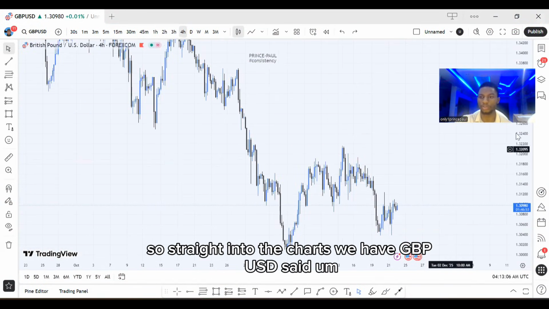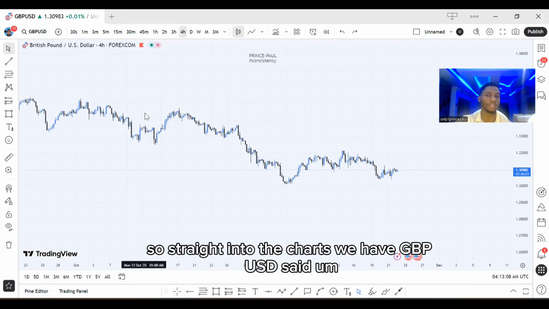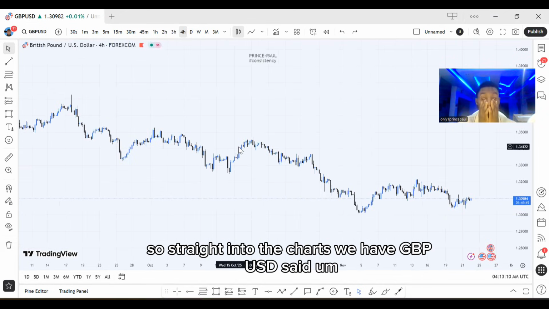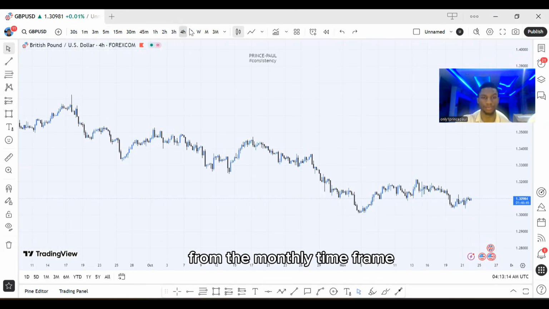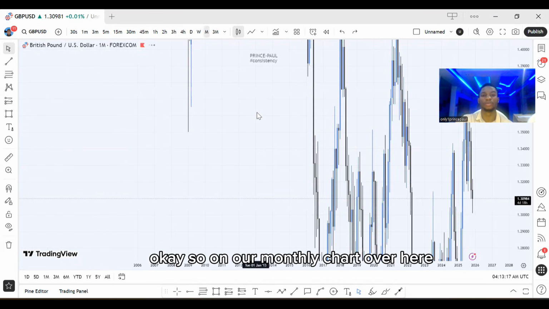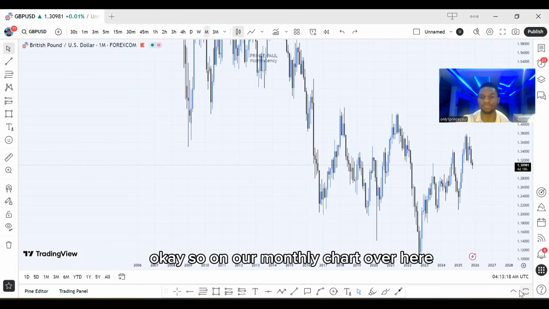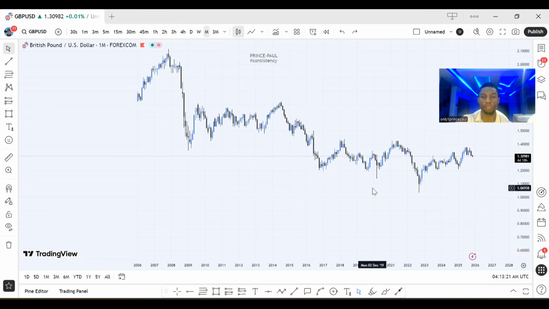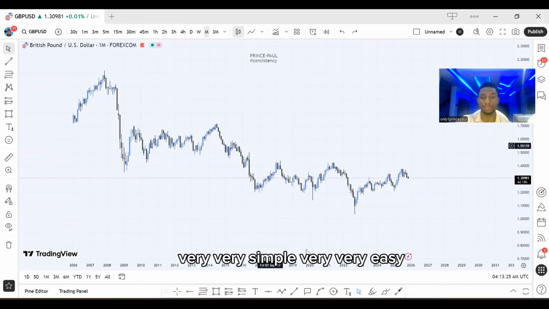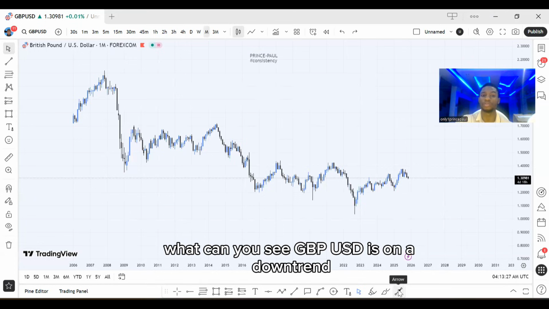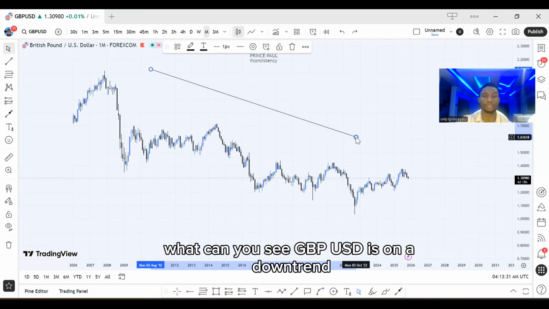All right, so straight into the charts, we have GBPUSD. We're going to be doing this top-down analysis right from the monthly time frame. So on our monthly chart over here, this is just basically how I do my top-down analysis. Very, very simple, very, very easy. What can you see? GBPUSD is on a downtrend, right?